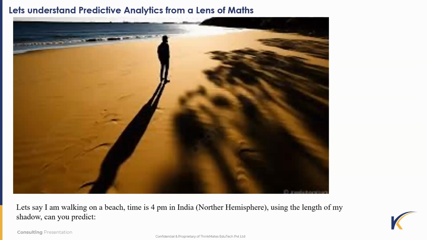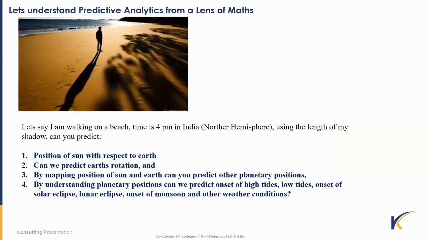So a simple question I want to ask you. We will not go into actually solutioning this problem, but मुझे सिर्फ yes or no चाहिए. Let's say just using the length of my shadow, the time, my location, that is longitude, latitude, can I predict 4 things? One is the position of the sun with respect to earth. Can we predict the earth's rotation, कि अब तक 4 बजे तक कितना rotate हुआ है? By mapping the position of sun and earth, can we predict other planetary positions? And the last question is, by understanding planetary positions, can we predict onset of high tides, low tides, solar eclipse, lunar eclipse, onset of monsoon, and other weather conditions? Can we be able to do that?